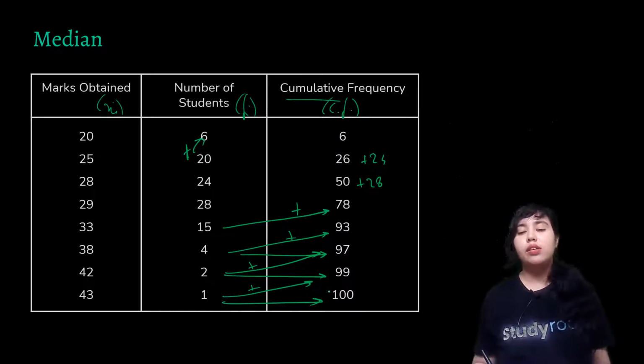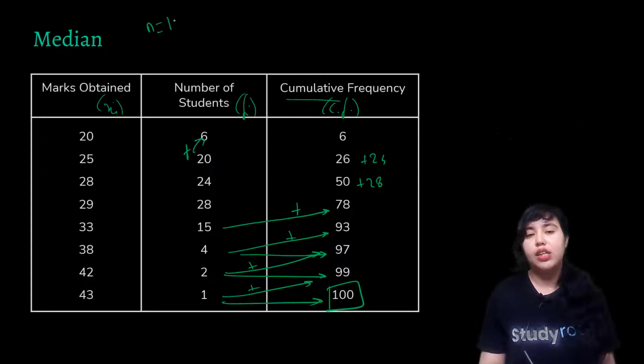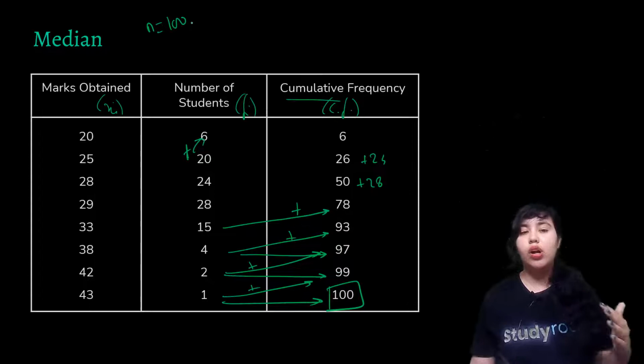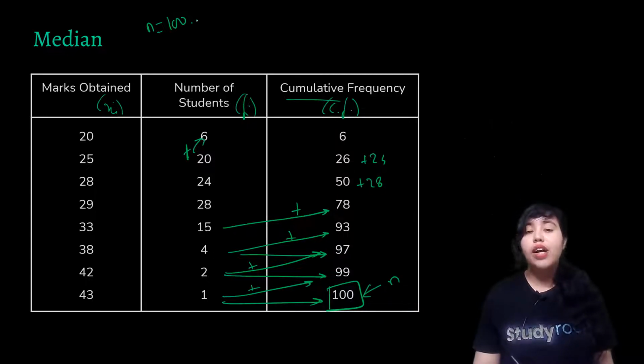So here, whatever term you are having in the end for this cumulative frequency, that is your n in this case. Okay, so for ungrouped data, you need to arrange it in ascending order, which we've already done. Then you can calculate the cumulative frequency as well. In this case, you'll get this n. So this is your n.